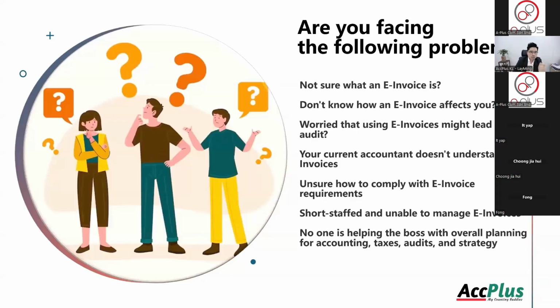So I just want to understand how many of you are facing this kind of problem: not sure what the e-invoice is, do not know how the e-invoice affects you, worry that using the e-invoice will lead to a tax audit in the future, or even your current accountants do not understand what the e-invoice is and do not know how to comply with the e-invoice requirements. If yes, can you type A if you encounter this kind of problem? Let me see how many of you have this problem.